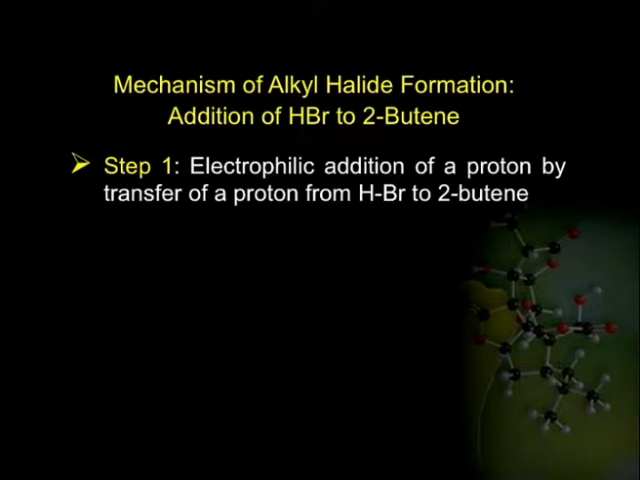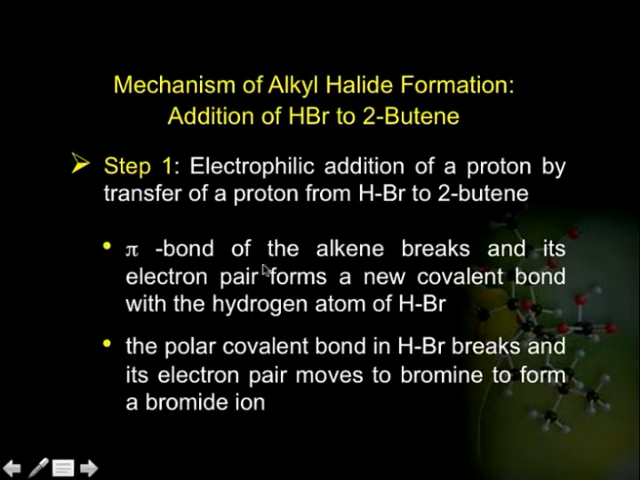So, if we look into the mechanism of this particular reaction, we will realize that in the first step of the reaction, electrophilic addition of a proton by transfer of a proton from HBr to 2-butene takes place, and then the pi bond of the alkene breaks and its electron pair forms a new covalent bond with the hydrogen atom of HBr. The polar covalent bond in HBr breaks and its electron pair moves to bromine to form a bromide ion.